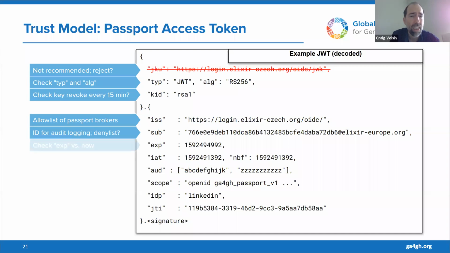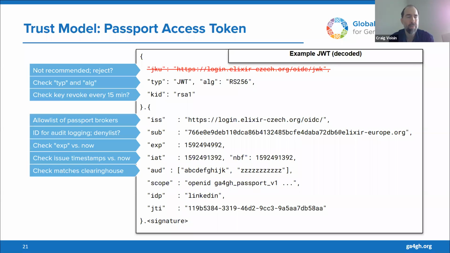Next, we have the expiry. Of course, you need to check it versus what the current timestamp is to see if it's expired. The issued at and not before, these are other things you need to check compared to what the current time is, especially the not before, so that something could be valid in the future. Audience can be a list. I want to point out that it doesn't always have to be a list.